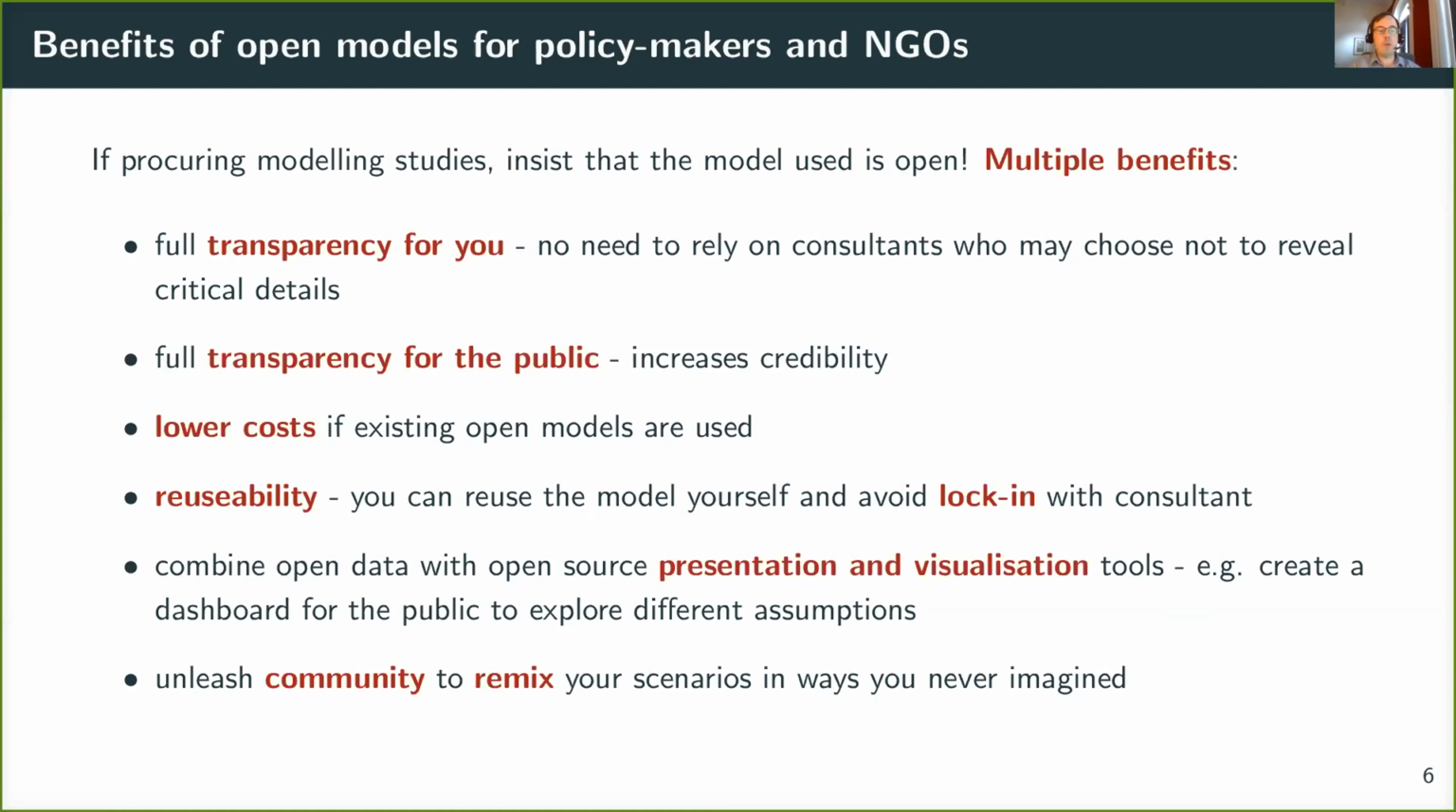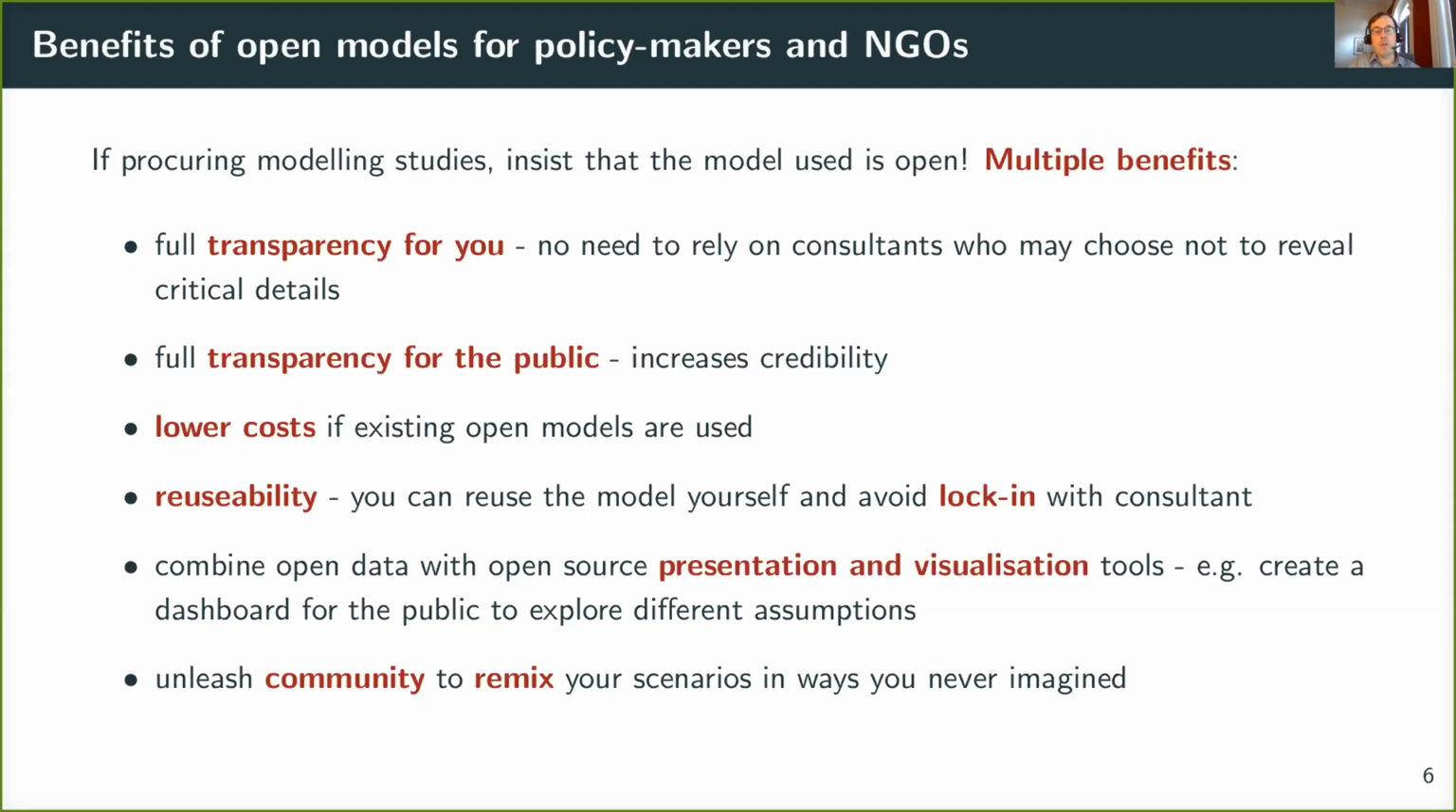First of all, it's transparency for you. If you hire consultants with a closed model, they may not reveal to you all the details. It's transparent for the public. It's lower cost for sure. You can also reuse the model and reuse the results yourself and avoid lock-in with the consultant. I think that's a really big point for people who are repeatedly doing exercises.